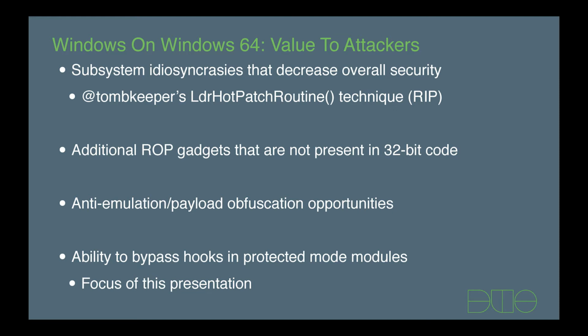Anti-emulation and obfuscation opportunities, right? So when I say anti-emulation or obfuscation, think about things like a piece of shellcode that does a pivot to 64-bit mode, decodes with an 8-byte XOR key, and then pivots back. Stuff that really trivial emulators are not going to handle well. And then, of course, the focus of this presentation is on bypassing hooks in protected mode code, which I'll get into in a little bit here.